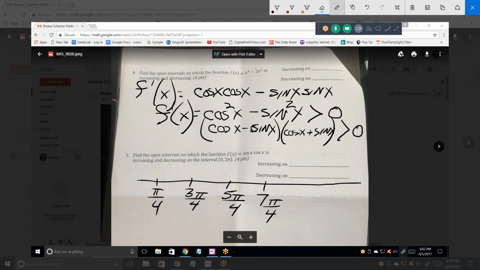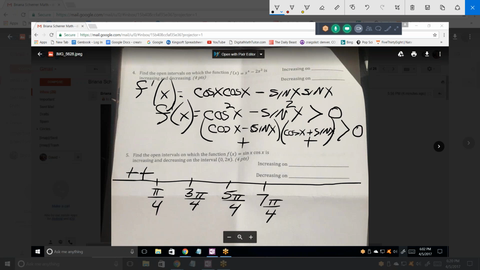What's a good value to start with for testing? Could you test 0? Perfect. What's cosine of 0 minus sine of 0? Is that a plus or a minus? Plus. It's cosine of 0 plus sine of 0. Also plus. So that region is that.